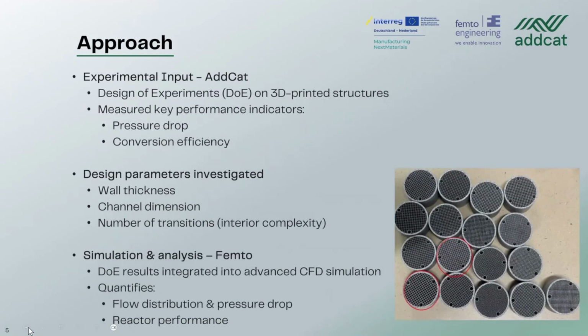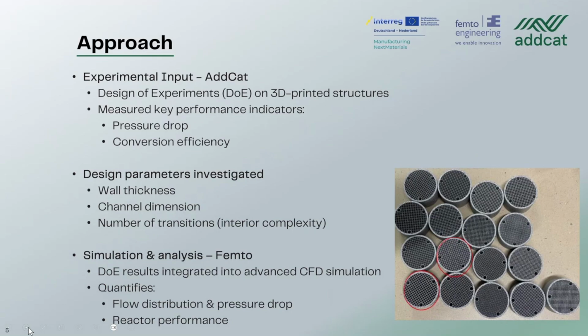The approach that we took is twofold. On our side, we performed the design of experiments on various 3D printed metal structures and measured the key performance indicators. The main ones are pressure drop and conversion efficiency and how these interact with each other. The design parameters that we investigated and the structures that we printed, you see on the right, are the interior wall thickness, the channel dimensions, how wide these channels are, and the amount of complexity built into these reactor structures. Basically, Femto did the same experiments, but behind the computer.